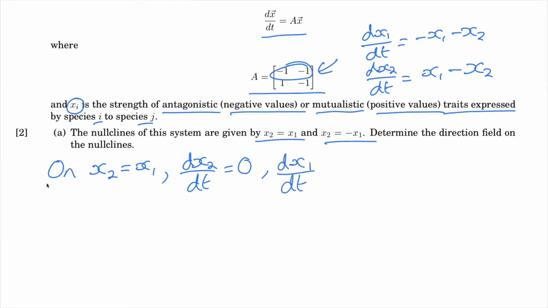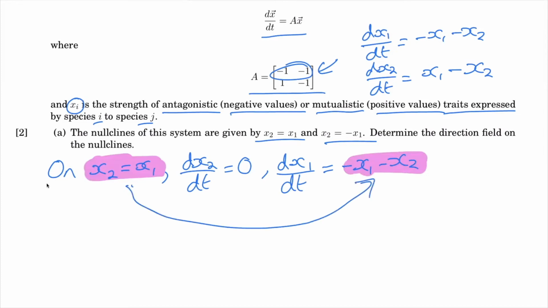That will be given by this equation here, dx1/dt, which is equal to -x1 - x2. We now substitute this equation into this equation here. We can do that either eliminating x1 or eliminating x2. It doesn't matter. The arrows will ultimately be the same. So for argument's sake, I'm going to eliminate x2 here. So dx1/dt is equal to -x1 - x1, since x2 and x1 are equal to each other, which is -2x1. So what does that tell me?